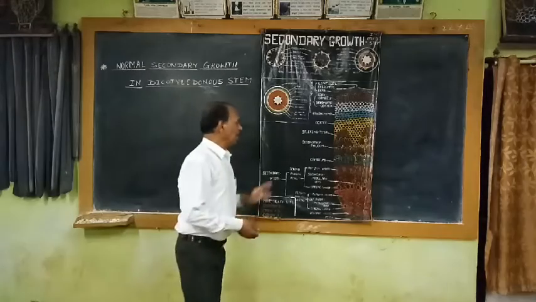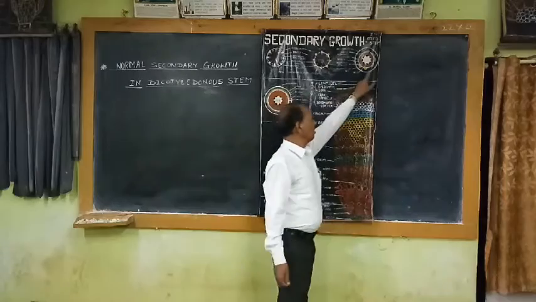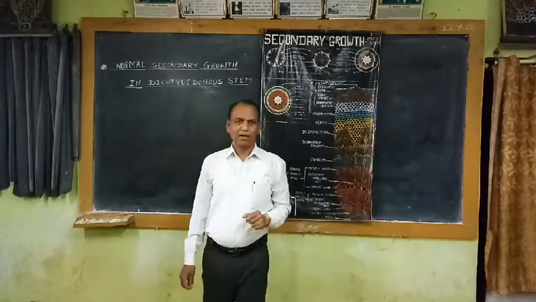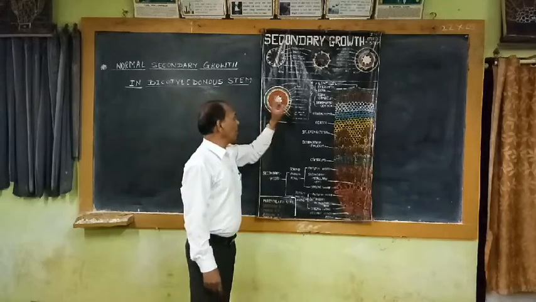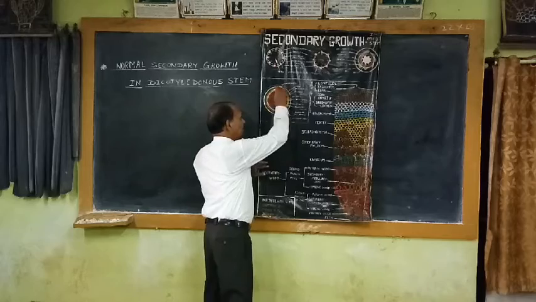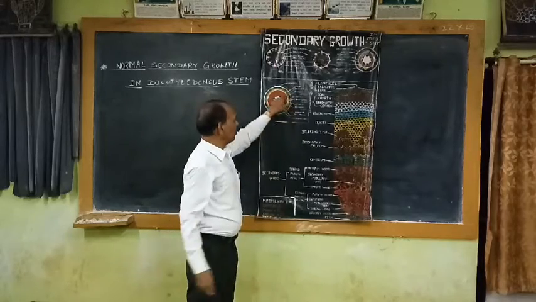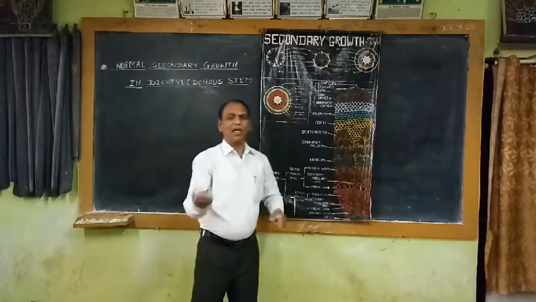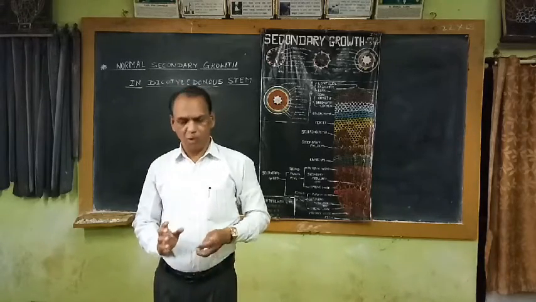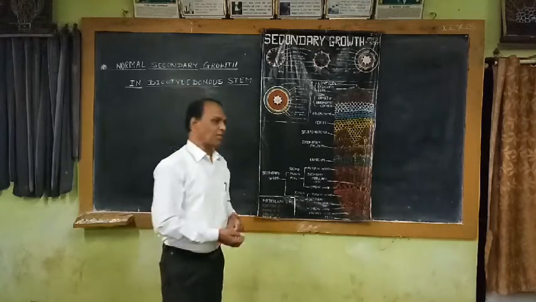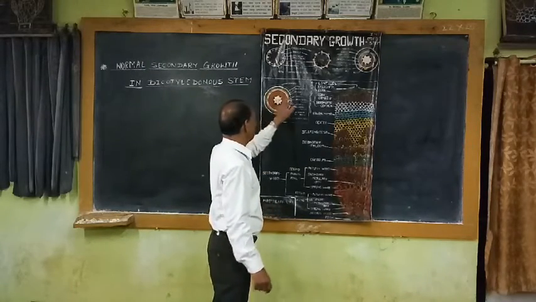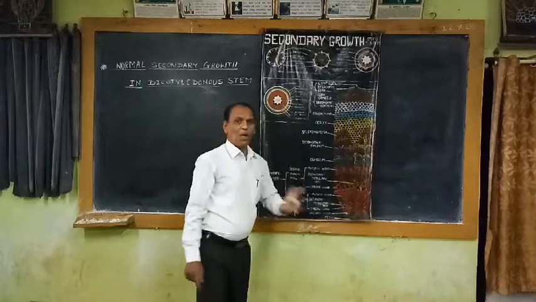At that time, some cells in the cortex become secondarily meristematic and form another cambium. It is known as cork cambium. So this is the another white band shown here in the chart. This cambium is secondary in origin. At the time of emergency, when the plant requires mechanical protective tissues, when the epidermis ruptures, some cells in the cortex become secondarily meristematic and form the cork cambium.